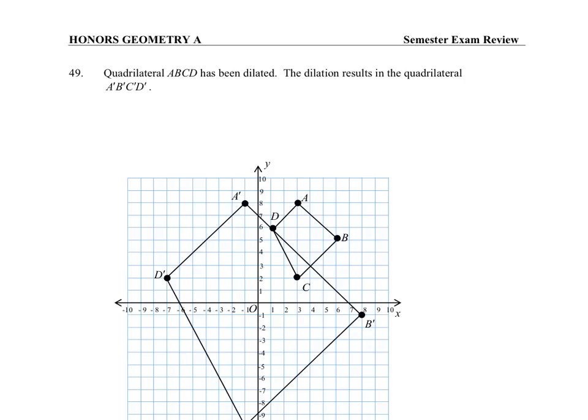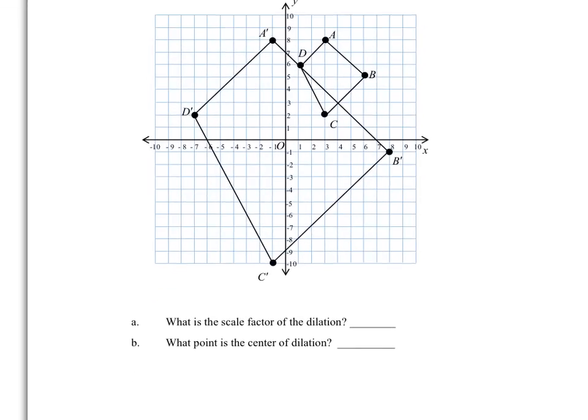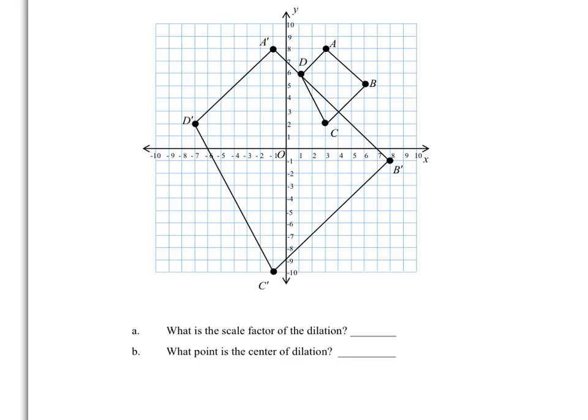Question 49. Quadrilateral ABCD has been dilated. The dilation results in the quadrilateral A prime, B prime, C prime, D prime. So we need to figure out the scale factor of the dilation and what point is the center of dilation. Well, let's start with the scale factor. You can take any one of these. It doesn't matter which one. And we're going to look at the original and then the larger. So let's say I took BC.